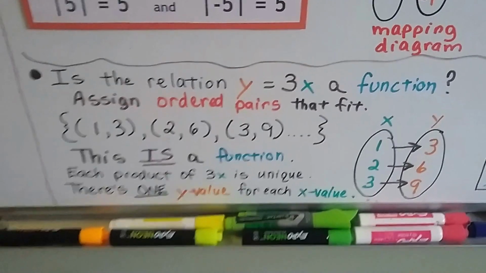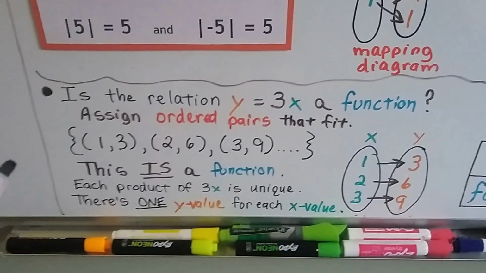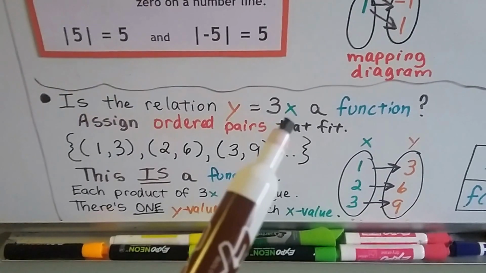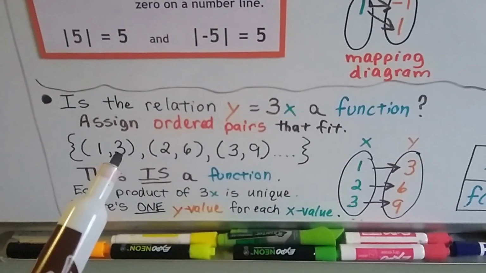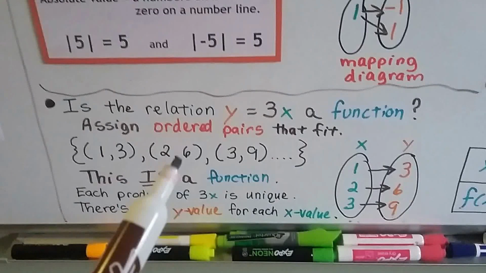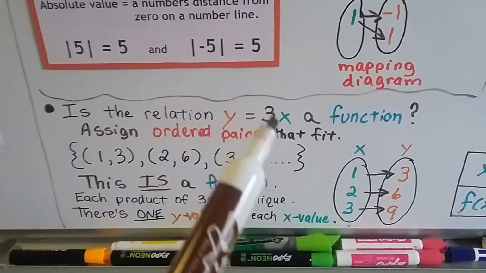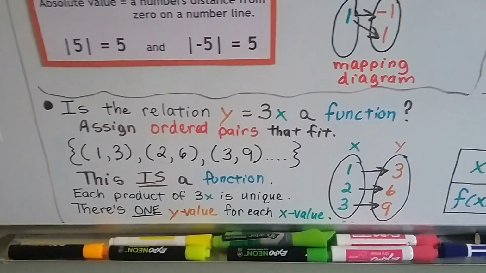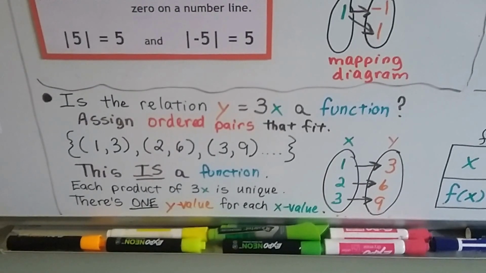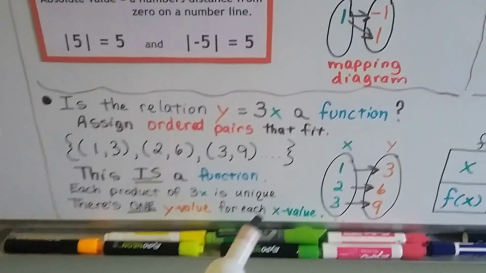Take a look at this one. Is the relation y equals 3x a function? So we assign ordered pairs that fit. We start with giving 1 to the x. So if x is a 1, 3 times 1 is 3, see? And if x is a 2, then 3 times 2 is 6, see? If x is a 3, 3 times 3 is 9. And this is a function because each product of 3x is unique. It's different. And there's one y value for each x value.